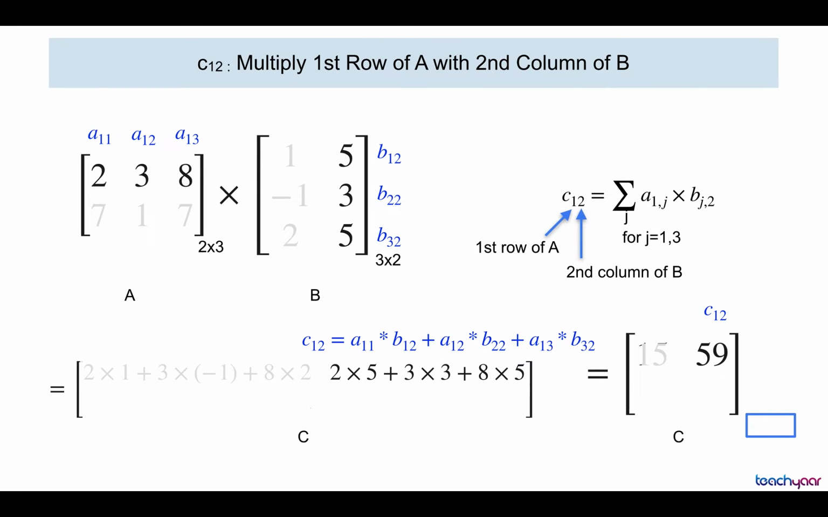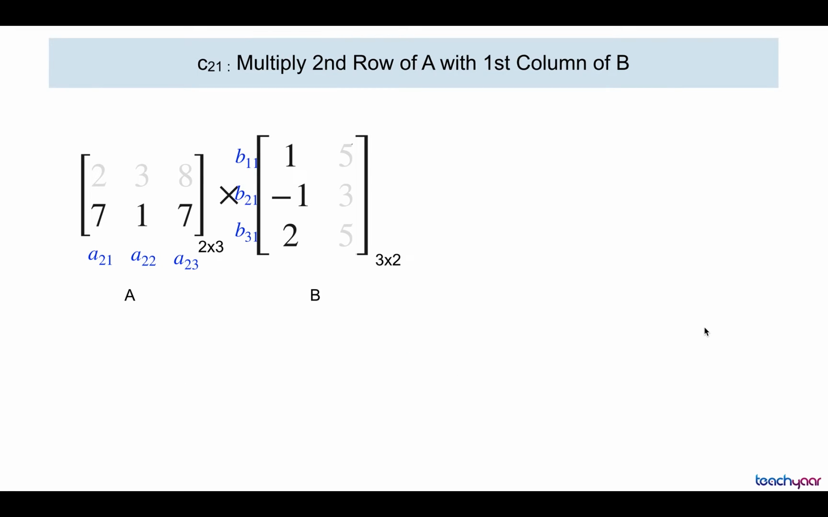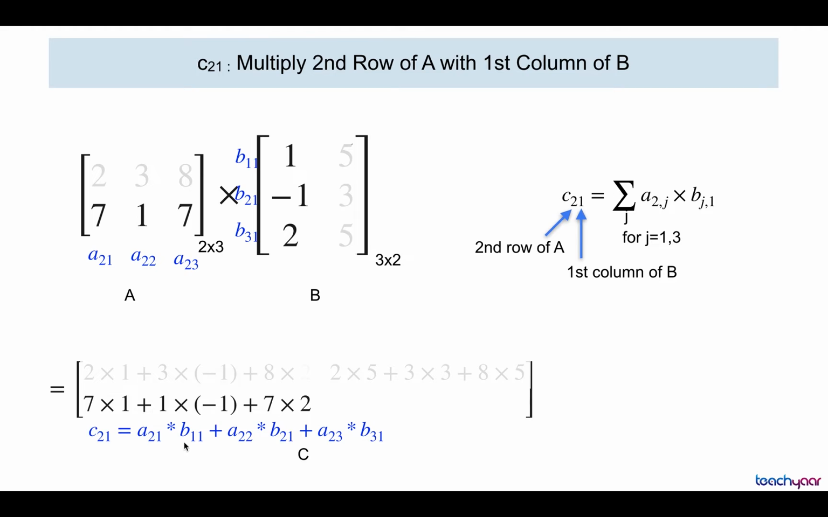Now I'm pretty sure you will guess this. So you want C21, right? So what do you do with C21? Well, you take the second row of A because you want C2. Take the first column of B and you multiply the corresponding elements. So you get that here, right?